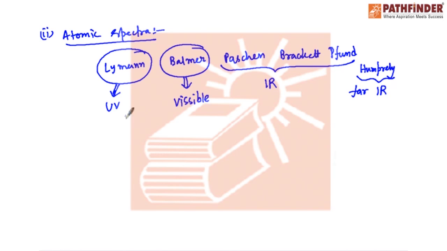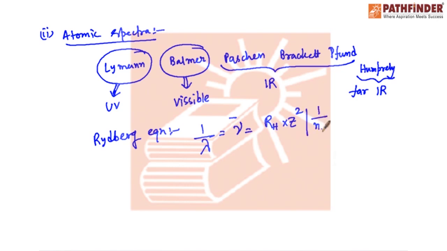Now, as you know, the Rydberg equation, which is used to explain the origin of these lines: 1 by lambda, which is known as the wave number nu bar, is equal to the Rydberg constant RH times Z square, which is the atomic number, times 1 by N1 square minus 1 by N2 square.